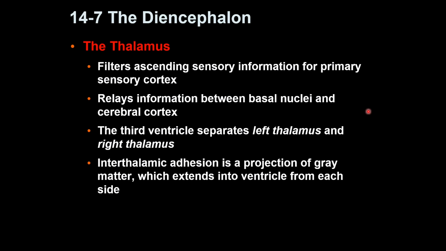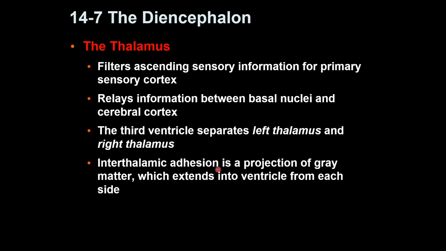The other part of the diencephalon is the thalamus. There are two of them. In the middle you have the third ventricle. The third ventricle separates the thalami on the two sides, and they are connected to each other by the interthalamic adhesion. In humans, the actual function of the interthalamic adhesion is not very well known, but it is important for connecting and communicating between the two thalami.